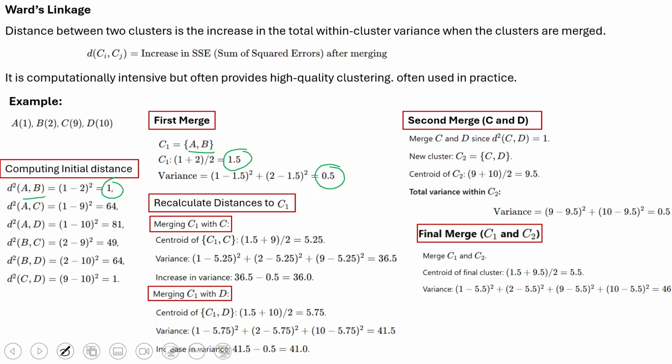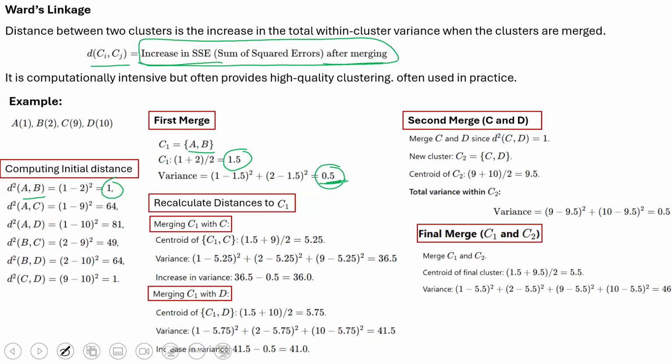What we are trying to calculate, the distance, is nothing but the increase in sum of squared errors after merging. The distance between the two clusters is the increase in the SSE, sum of squared errors, after merging. Whichever has the highest value is considered as the distance between the two clusters. So this is the variance within this cluster, which is formed first because the distance is less.